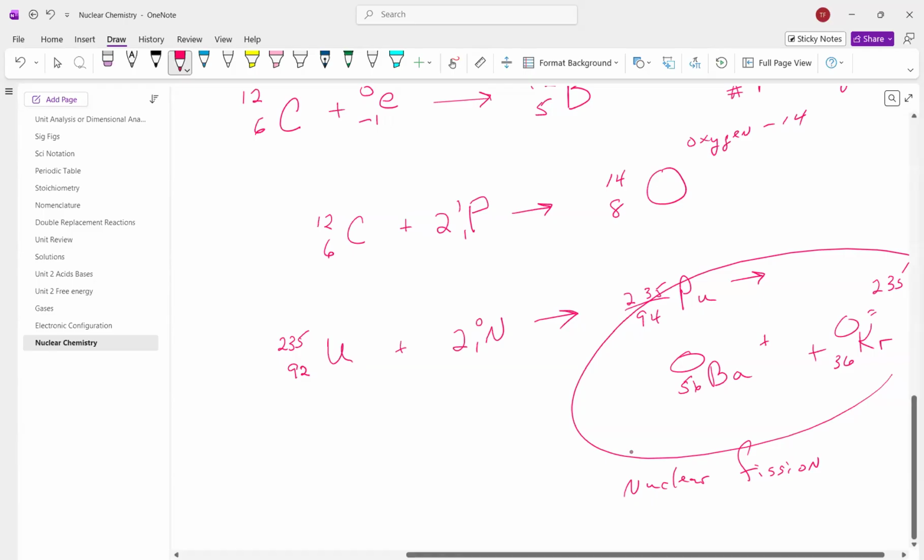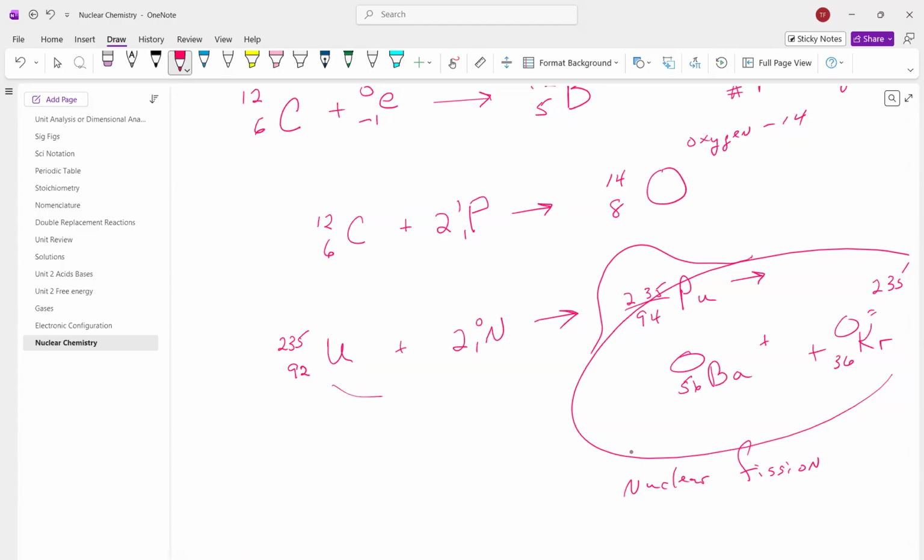Because this, let me extend that. This is the part that's the fission part. This part is not fission. This part is called capture. Sometimes they'll say bombardment.